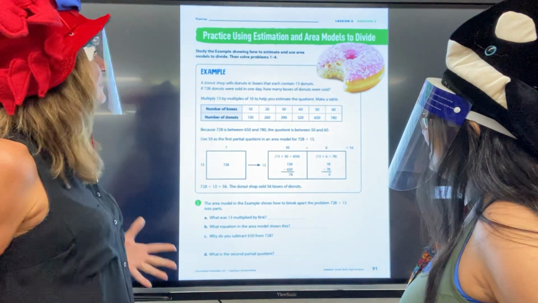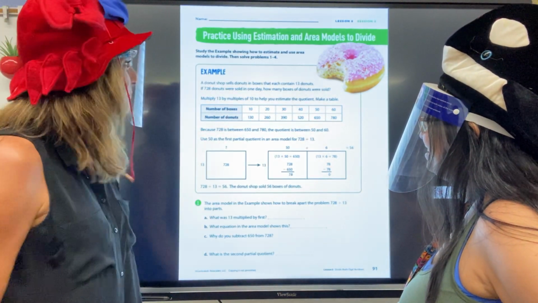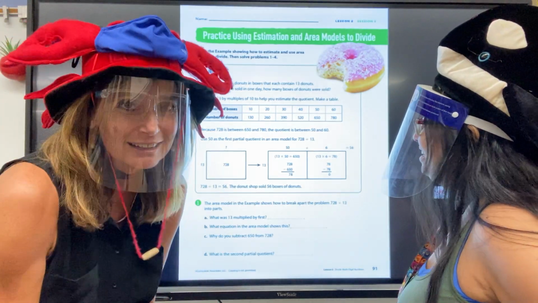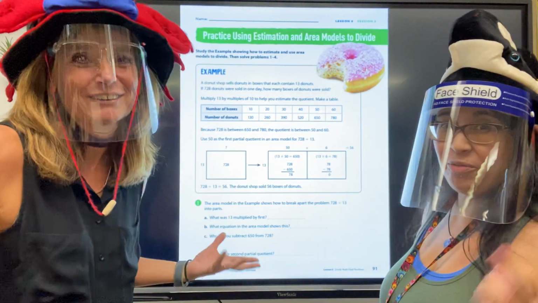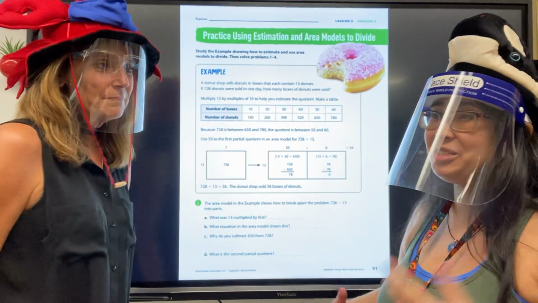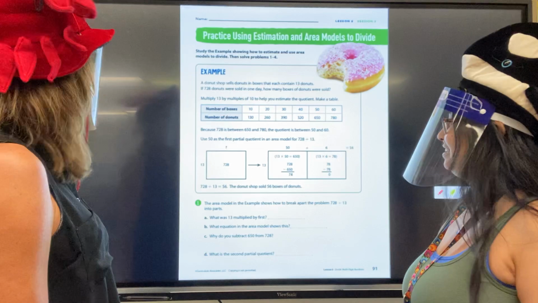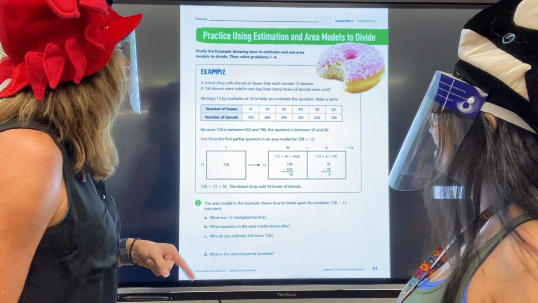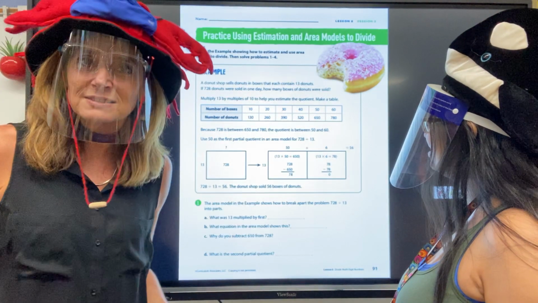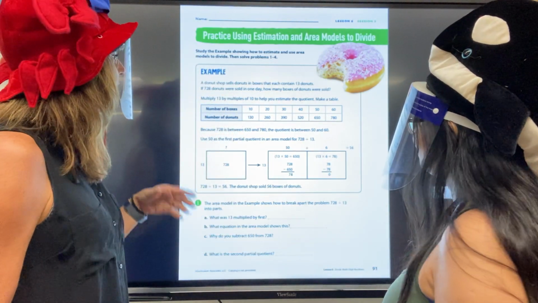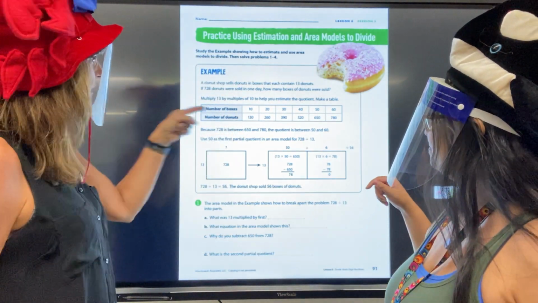But then they told us that this donut shop sells donuts in boxes that each contain 13 donuts. That's a baker's dozen. When you get one extra after a dozen, which is 12, that's a real thing. If you buy a dozen donuts, you usually get one more. If 728 donuts were sold in one day, how many boxes of donuts were sold? Seems like a reasonable thing. So, what did they do here?